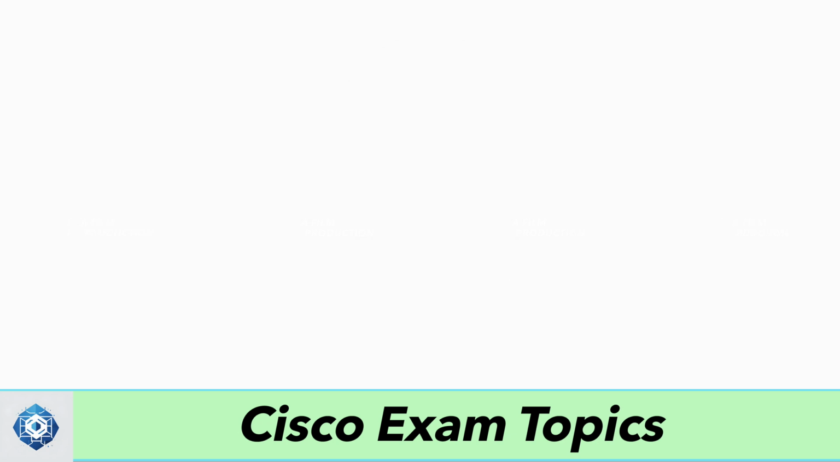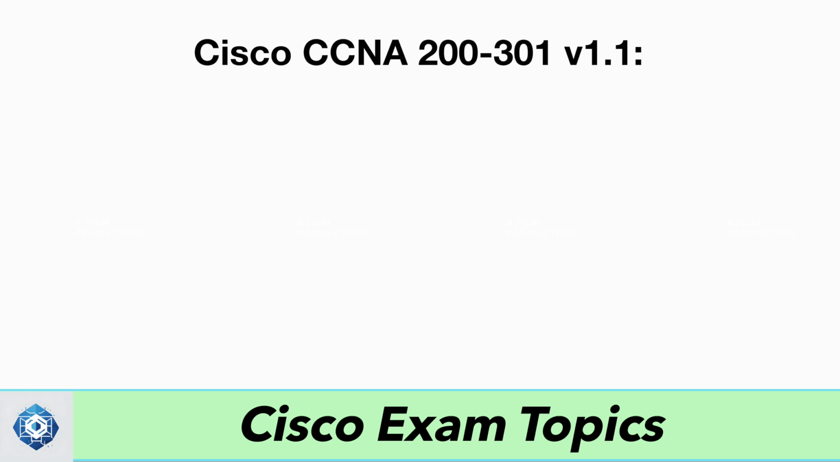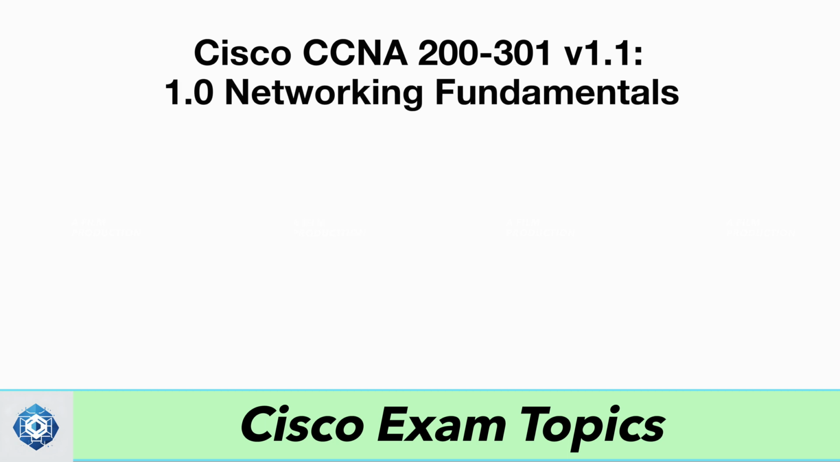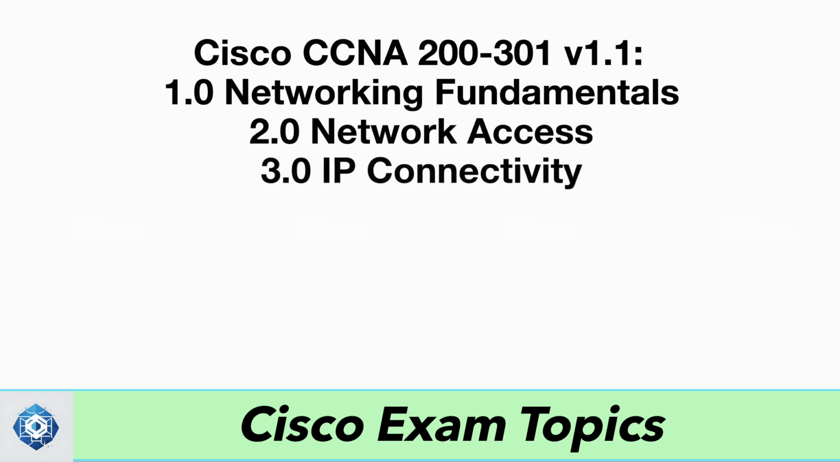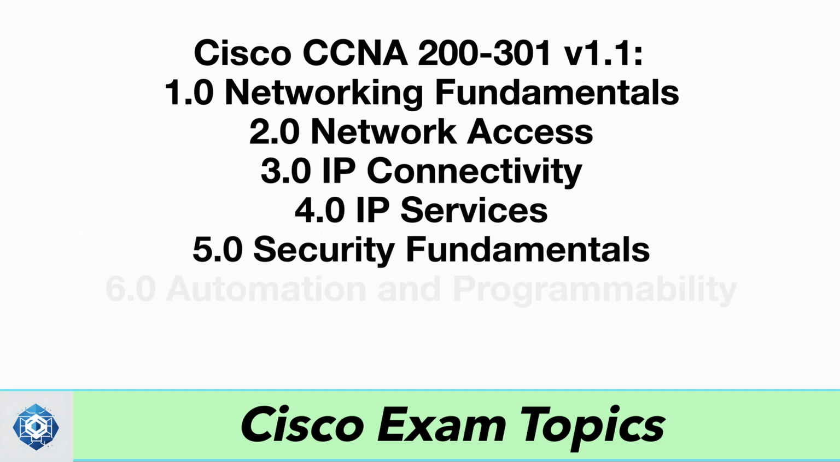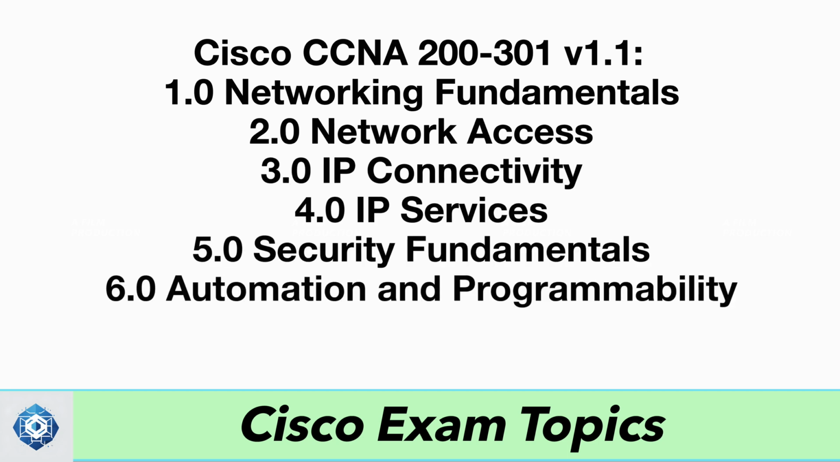Taking a look here at the Cisco CCNA 200-301 version 1.1 exam topics, we first start out with networking fundamentals, moving to network access, IP connectivity, IP services, security fundamentals, and automation and programmability. Now, under each of these topics are several subtopics which we will take a brief look at.